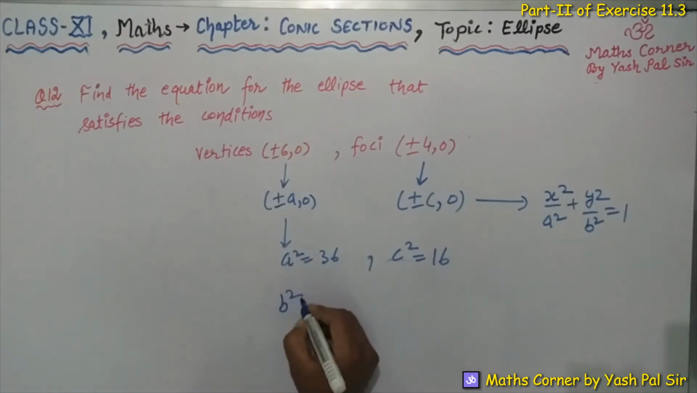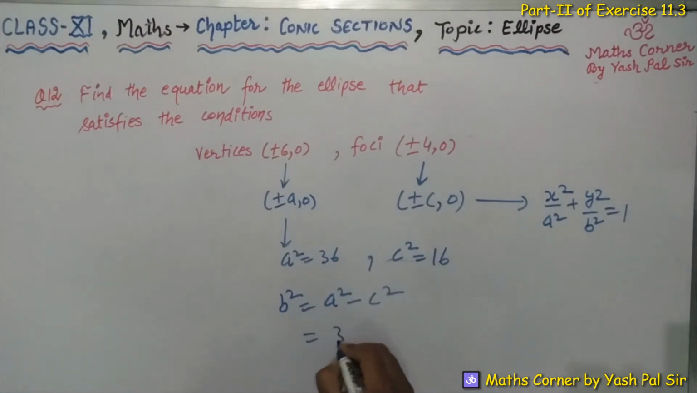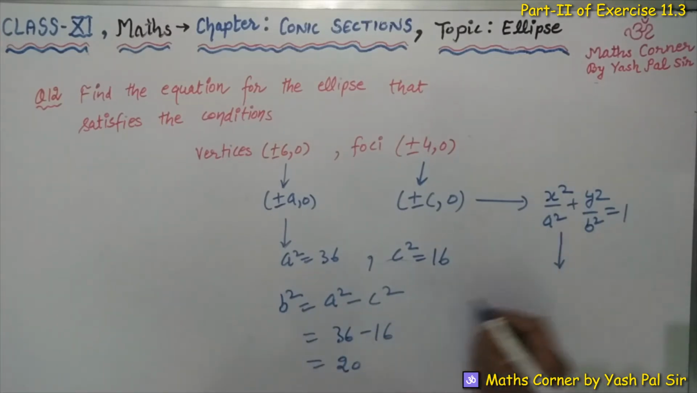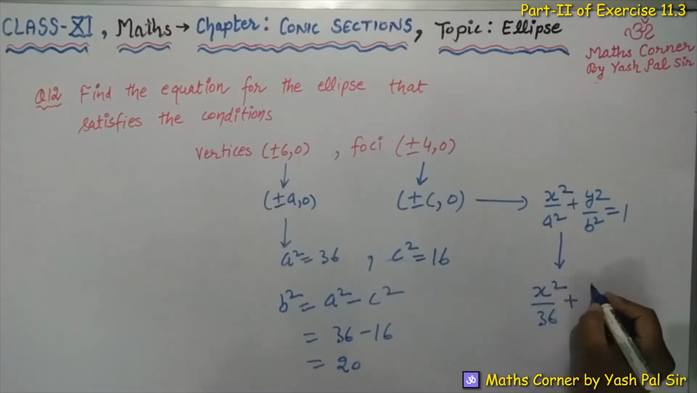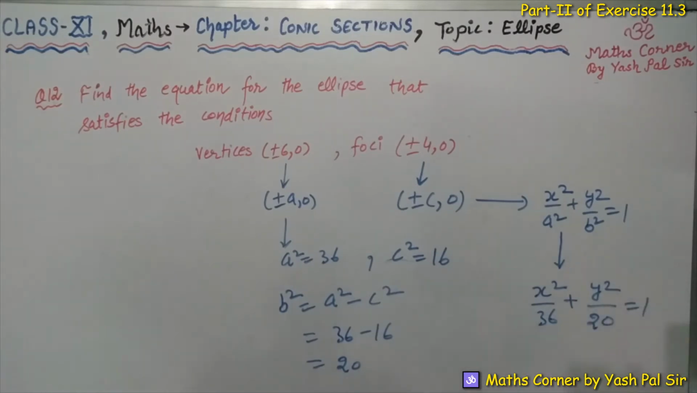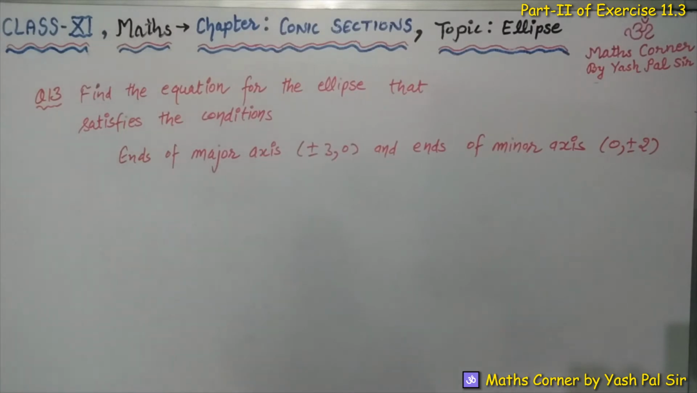So we can find b square is equal to a square minus c square. That is 36 minus 16, which is equal to 20. So we substitute here the values: x square upon 36 plus y square upon b square, which is 20, equal to 1, is the required equation of the ellipse. Now next question. Question number 13.